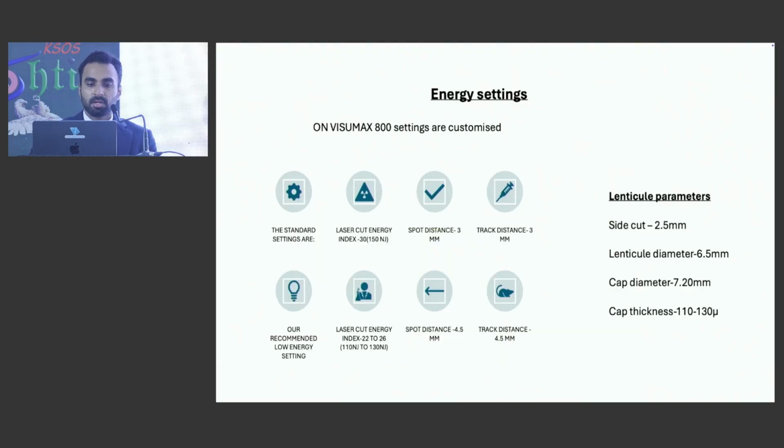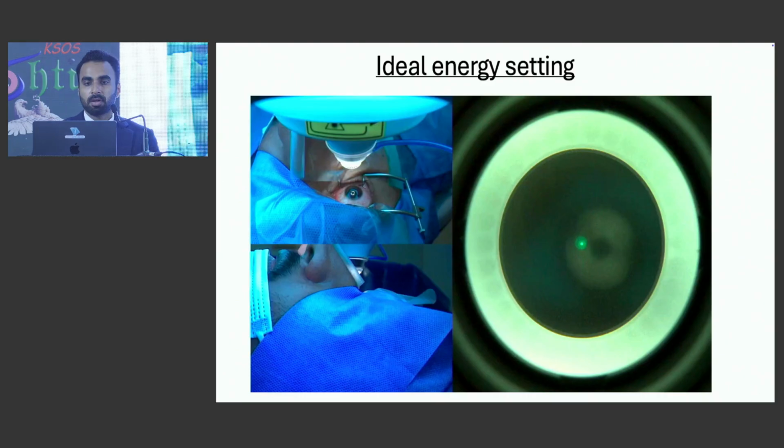Energy settings, you have to standardize. The appropriate energy settings depend upon machine to machine. Some machines it has to be higher, some machines it has to be lower. Ideally, I would say start with the energy settings that the company gives you and then gradually bring it down, because the lower the energy settings, the faster the recovery. But as a beginner, keep it a little higher, keep the spots a little closer so dissection is easy. But as you keep getting more experienced, you can increase the spot spacing, lower the energy, so you will have faster recovery on day one.